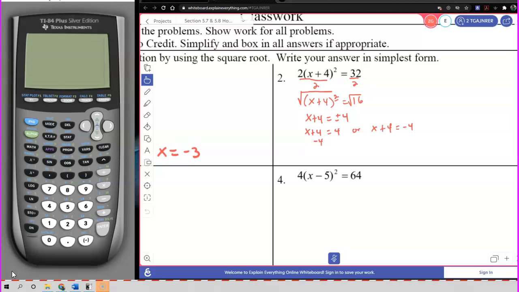So you're going to subtract 4 from both sides. So you have x equals 0. Subtract 4 on the second equation, and you have x equals negative 8.